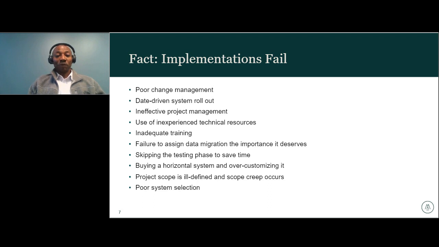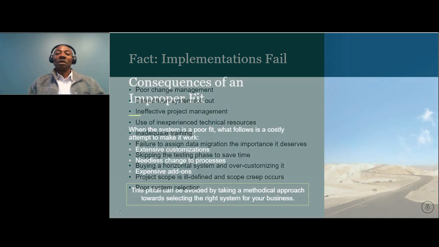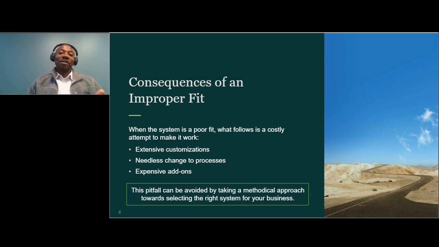The final reason, and the focus of our discussion today, is poor system selection. This is the most underestimated reason why ERP implementations fail. When a system is a poor fit, what follows is a costly attempt to make it work. Extensive customization, needless changes to processes, and expensive add-ons. And this pitfall can be avoided by taking a methodical approach towards selecting the right system for your business.